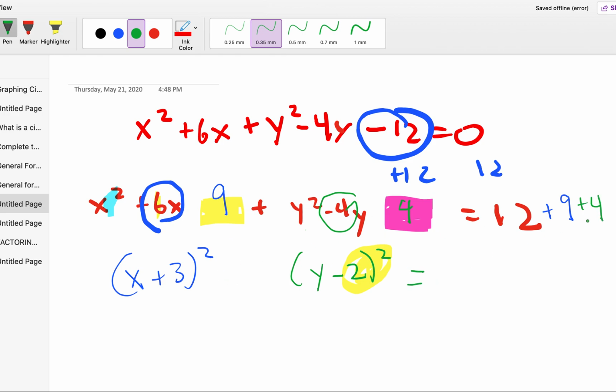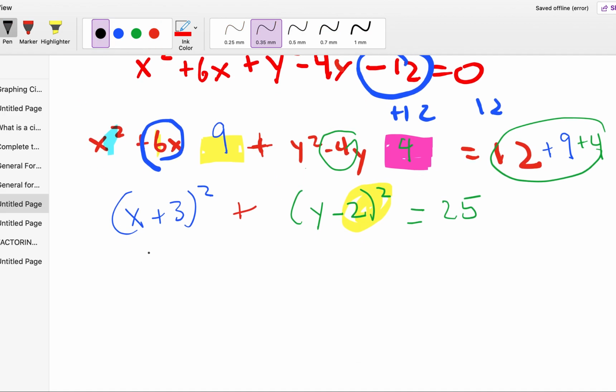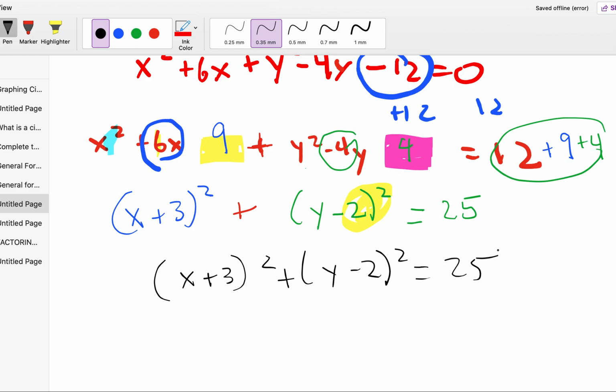So the next step is just to add these together. It's going to be 21 plus 4 is 25. And we need to remember that there is a plus sign in between them. So we've gotten our standard form: x plus 3 squared plus y minus 2 squared equals 25.